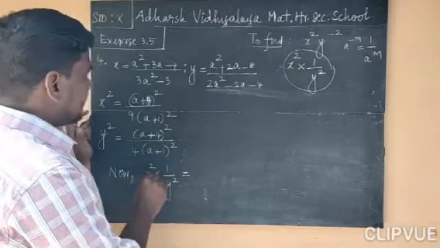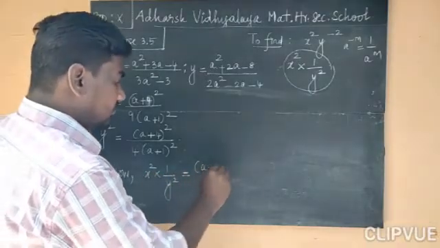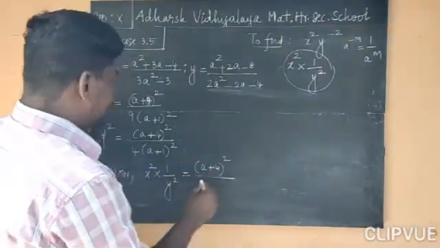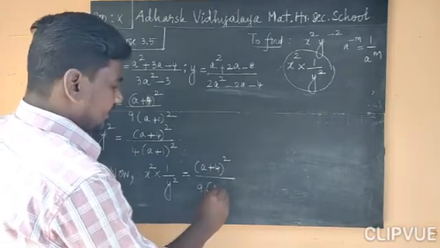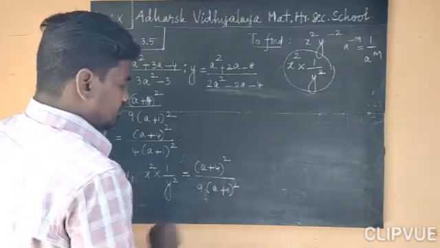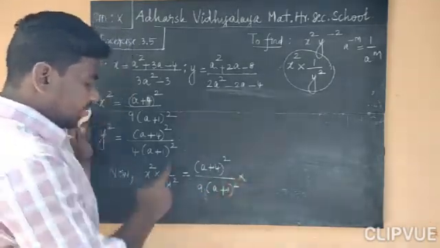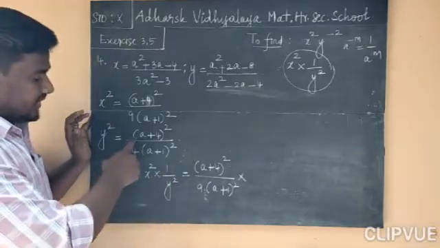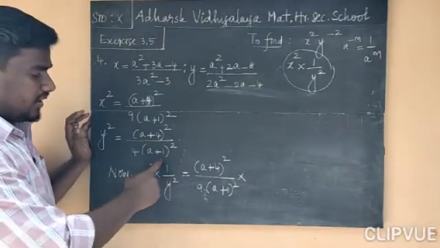So first x square as it is, that is a plus 4 whole square divided by 9 into a plus 1 whole square into 1 by y square. So y square is a plus 4 whole square by 4 into a plus 1 whole square.